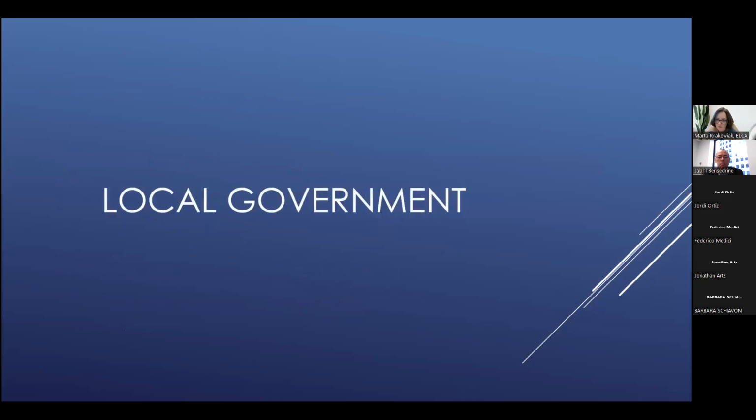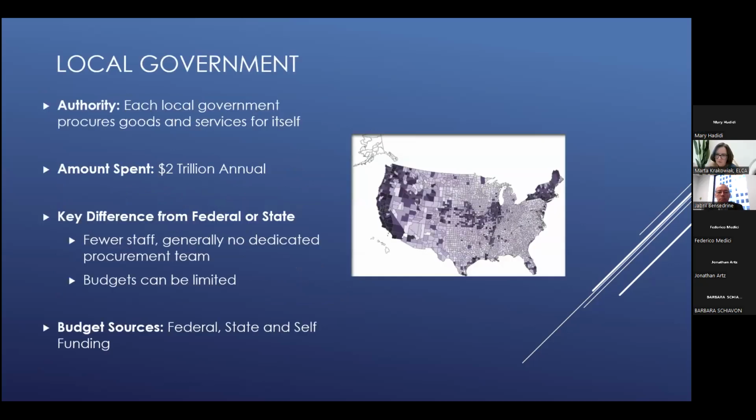All right, local government. So this is the lowest level of government in terms of day-to-day operations.